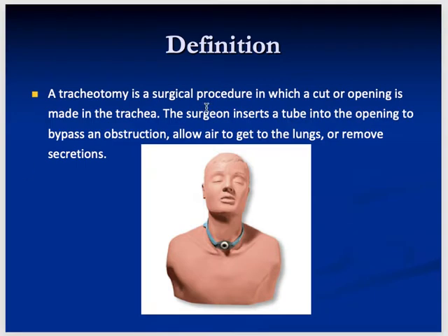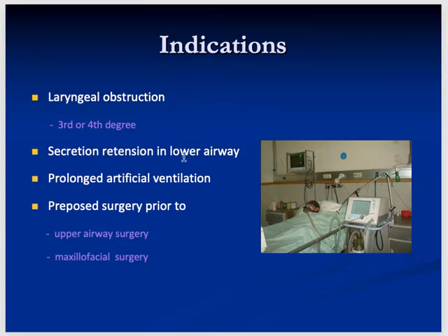Tracheostomy is a surgical procedure in which a cut or opening is made in the trachea. The surgeon inserts a tube into the opening to bypass an obstruction, allow air to get into the lungs, or remove secretions. Indications: laryngeal obstruction, secretion retention in the lower airways, prolonged artificial ventilation, and proposed surgery prior to this.